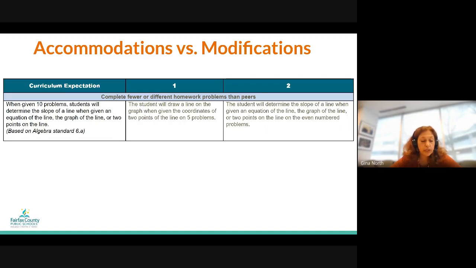Column 2 shows us an accommodation for this standard. Here, the student is still going to be given an equation and is expected to graph the slope of the line, but they will be doing so for 5 problems instead of 10. What the student is expected to do is the same, but how they will demonstrate this knowledge is different.